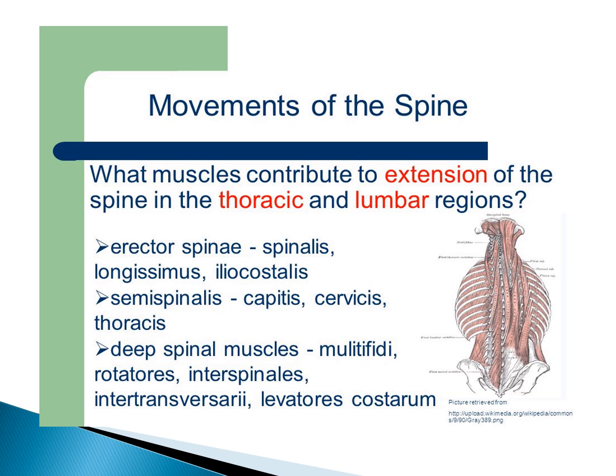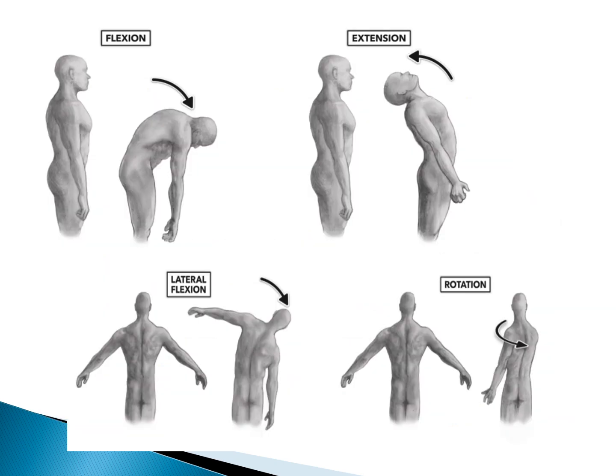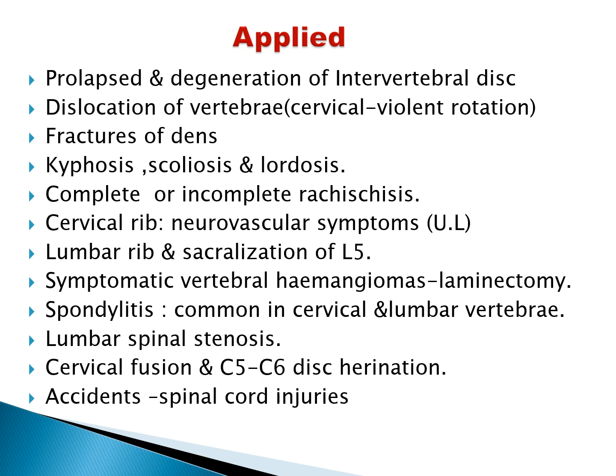So overall, the muscles contributing to extension of the thoracic and lumbar region are the erector spinae group of muscles and the transversospinalis group, that is semispinalis, multifidus, and also the intertransversarii and levator costarum. So these are the various movements of the vertebral column: flexion, extension, lateral flexion and rotation.